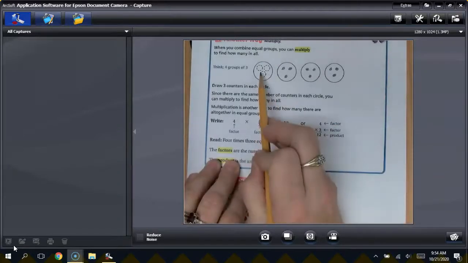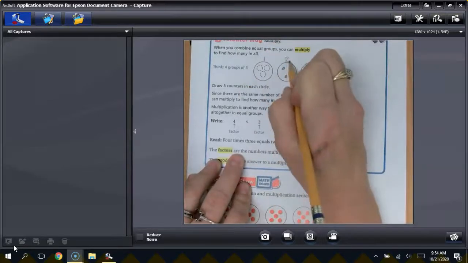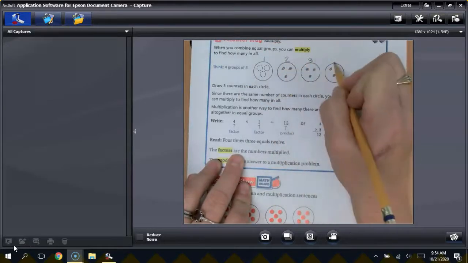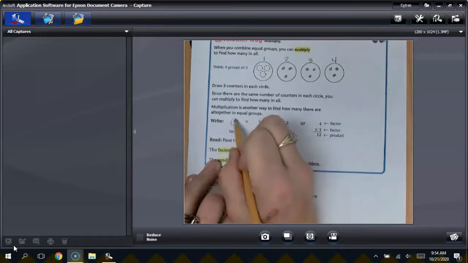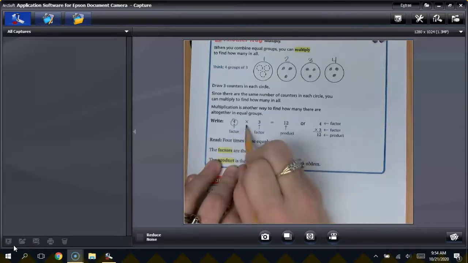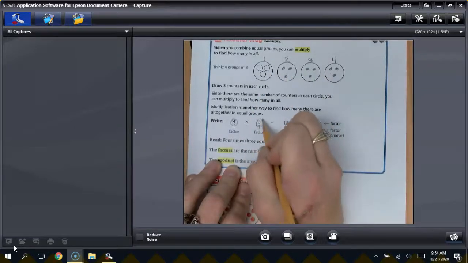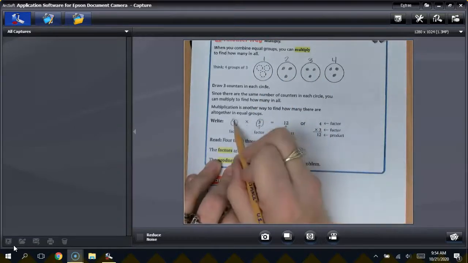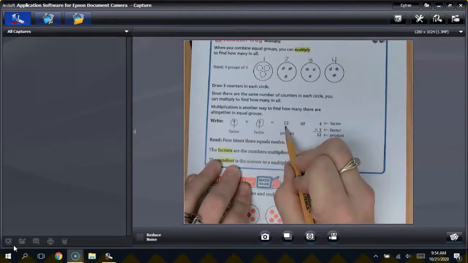So, multiplication is another way to find how many there are all together in equal groups. So I have how many groups? Let's count. 1 group, 2 groups, 3 groups, 4 groups. So I have 4 groups times how many are in each group? Well, 1, 2, 3. There's 3 in each group. 4 times 3, boys and girls, equals 12.